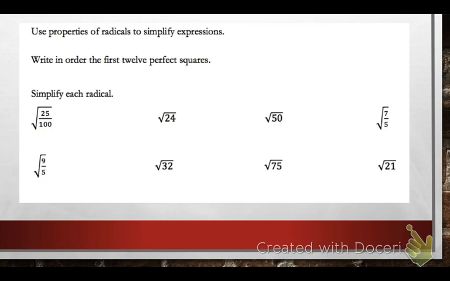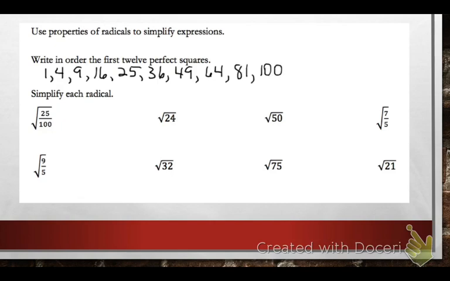First, let's start by writing in order the first 12 perfect squares. 1 is a perfect square, 4, 9, and if you're thinking like I am, I'm thinking of 1 squared, 2 squared, 3 squared. 4 squared is 16, 25, 36, 49, 64, 9 squared is 81, 100, 11 squared is 121, and 12 squared is 144. Those are good math facts to know that will help you solve and simplify these problems.